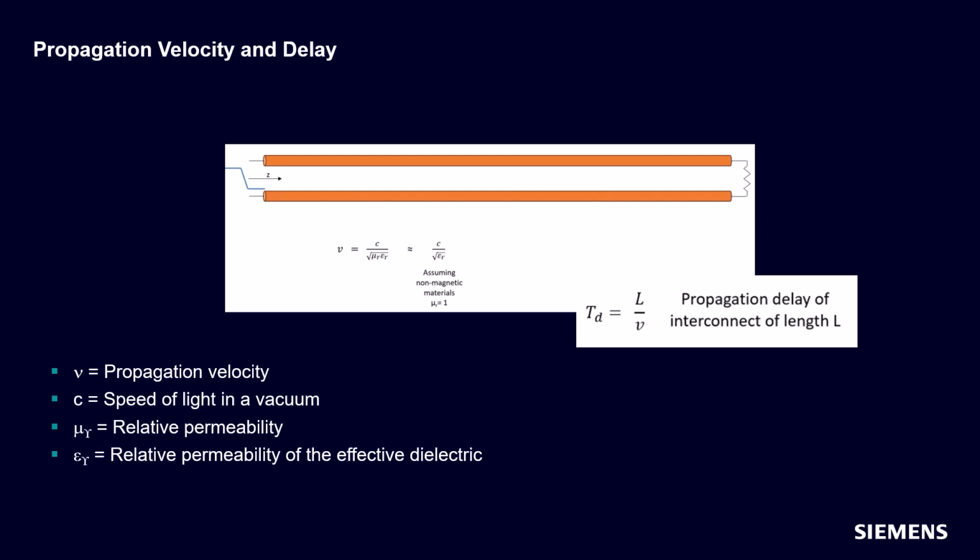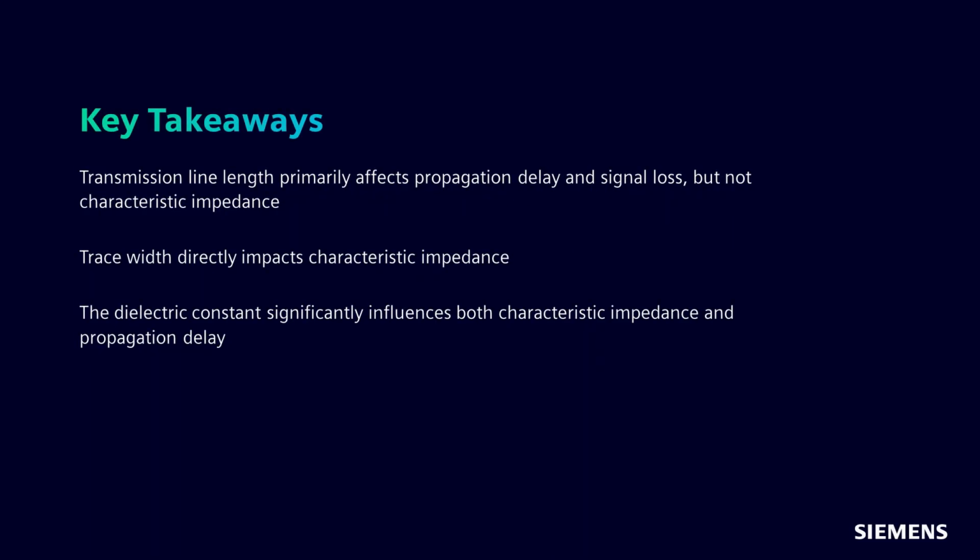Some key takeaways from this lab. Transmission line length primarily affects propagation delay and signal loss, but not characteristic impedance. Trace width directly impacts characteristic impedance. The dielectric constant significantly influences both characteristic impedance and propagation delay.